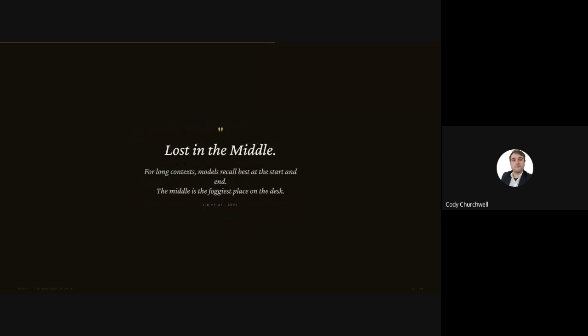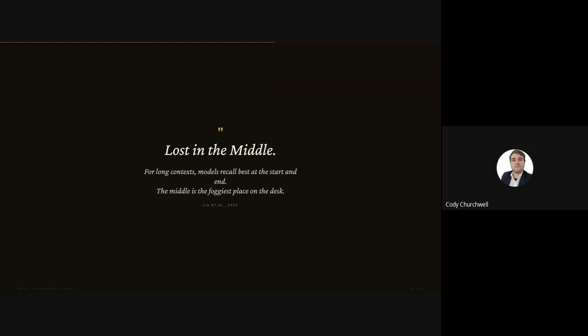Lost in the middle: for long context, models recall best at the start and end. The middle is the foggiest place on the desk. This was an empirical finding in 2023 by Liu et al. They tested models with long documents, hid an important fact somewhere in the document, and asked the model questions where the answer required that hidden fact. Recall was best when the fact was at the start or at the end, worst when it was in the middle. This isn't a bug being fixed, and it persists.